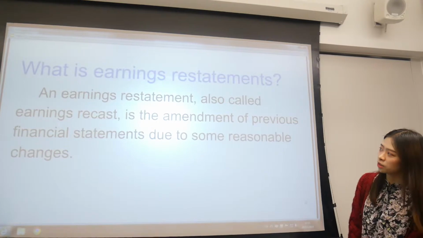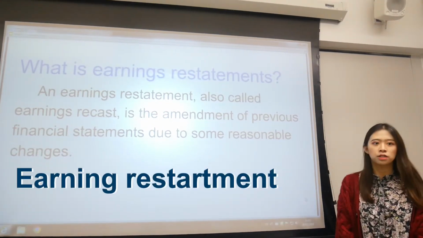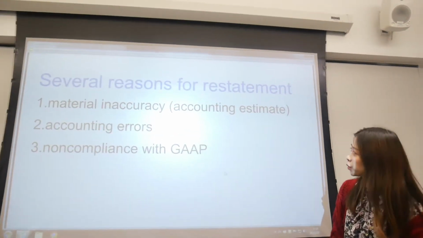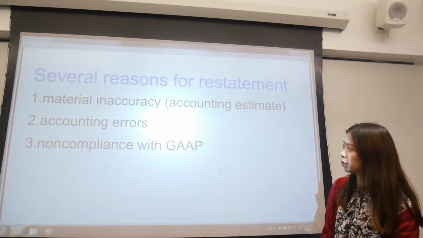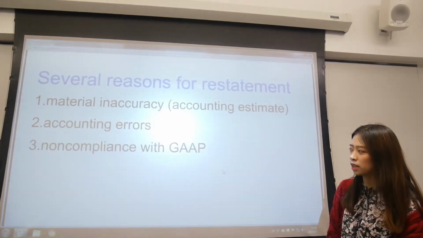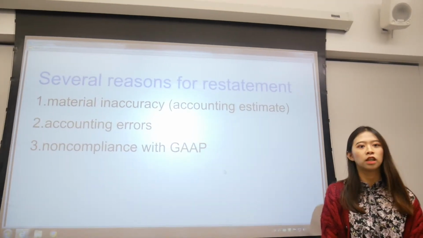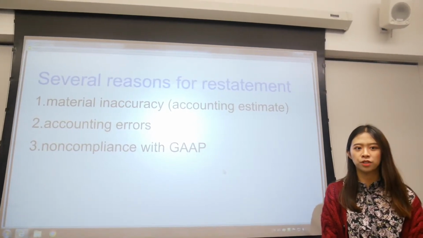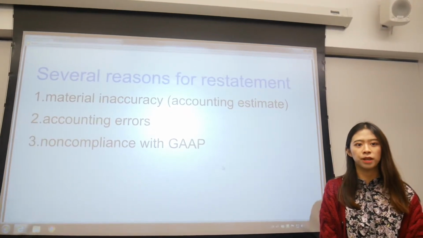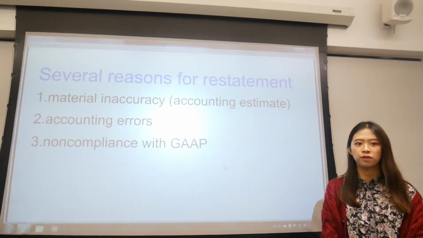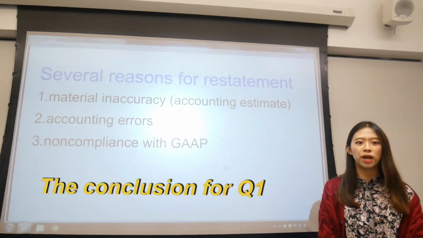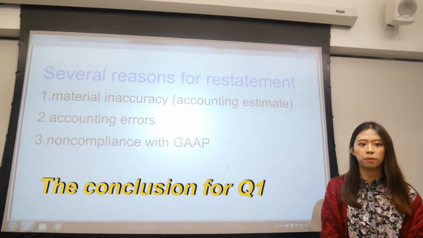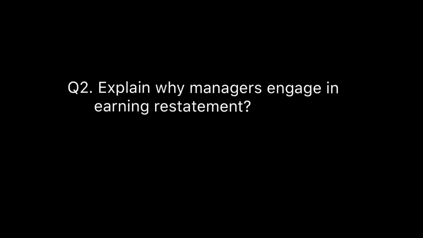Let's focus on the second question. What is earnings restatement? An earnings restatement is also called an earnings recast. There are several reasons for restatement, like material inaccuracy, accounting errors, and non-compliance with GAAP. Earnings restatement does not mean adjusting financial statements at discretion, so it's significant to mention that a negative restatement often shakes investors' confidence. On the one side, there is a beneficial reason like aiding financial decisions. On the other, it can be bad manipulation for personal profit.